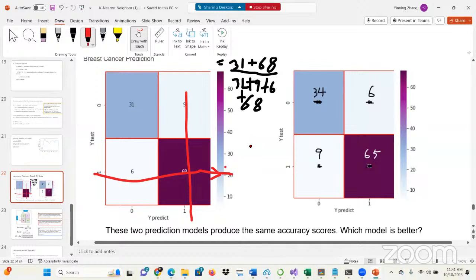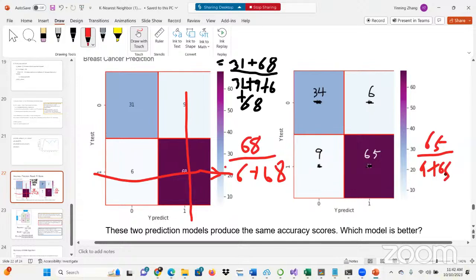Would it be like 6 minus 68 over 6 plus 68? Close, but it doesn't have to be minus. It's just 68, the cases that we predicted as breast cancer, and then divided by 6 plus 68. And for this one, it's the same, so it should be 65 divided by 9 plus 65.